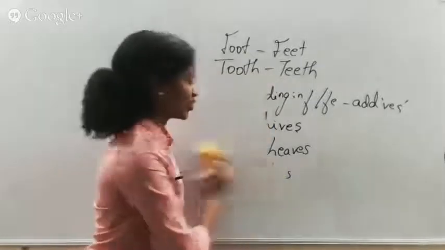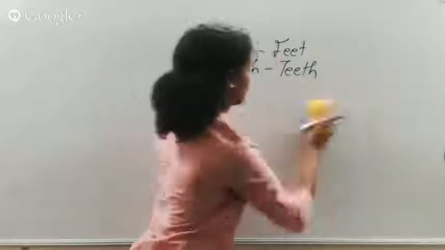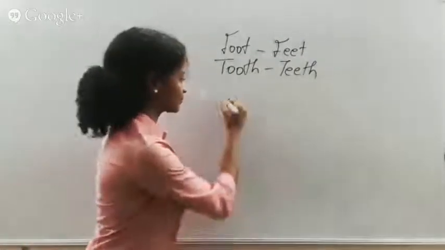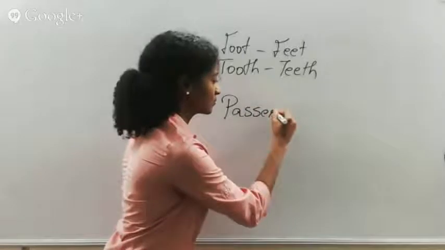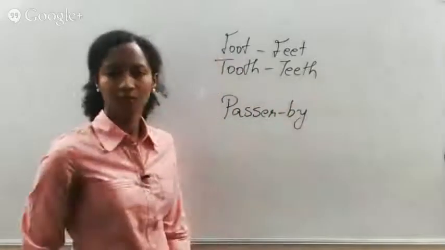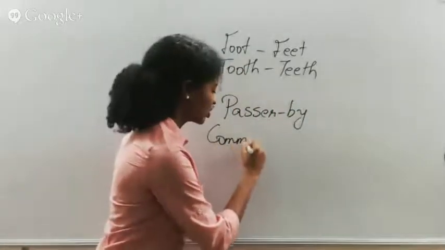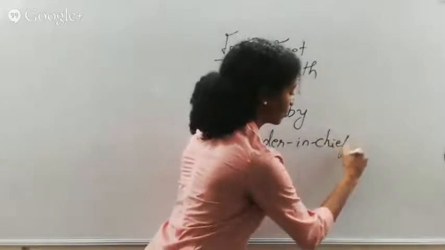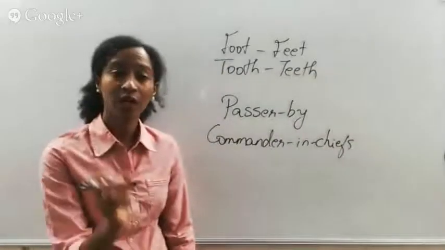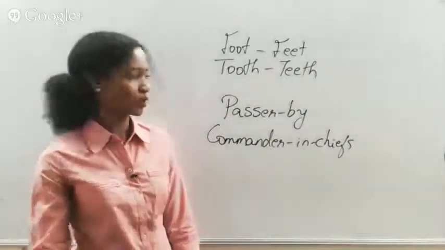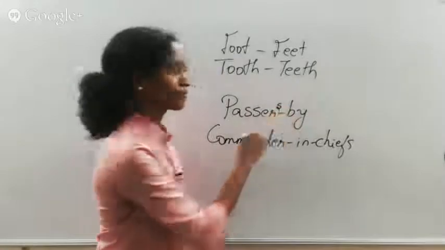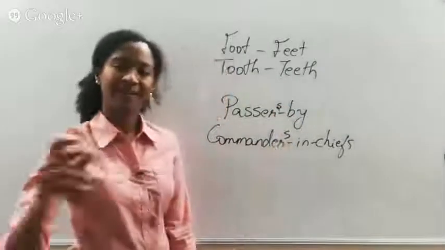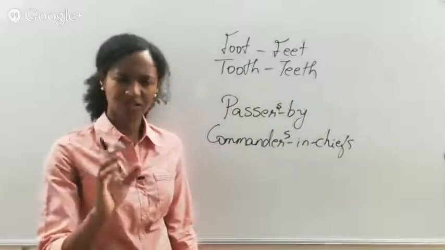What about compound words? How do you change them into the plural form? Compound words. What are compound words? Example. Passerby. Commander-in-chief. What do you do? You just add S to the main word. That becomes the plural. Passerby, you add an S, passers-by, plural. Commander-in-chief, you add an S, commanders-in-chief, plural. Right? So these are various forms.